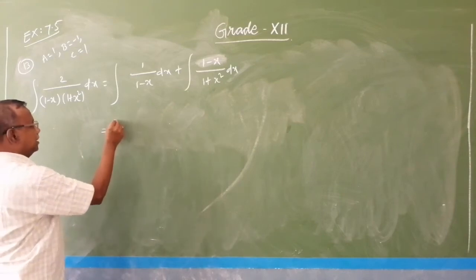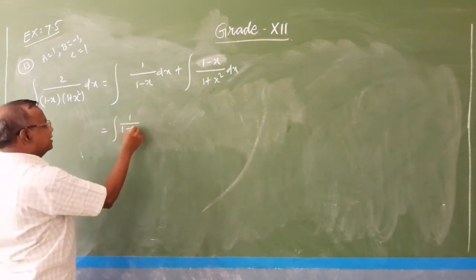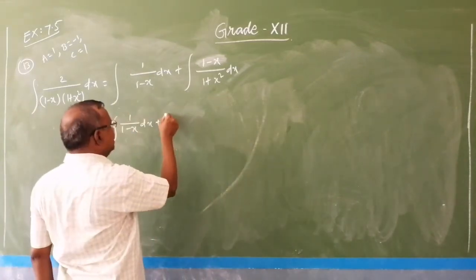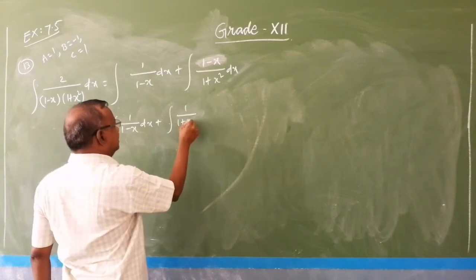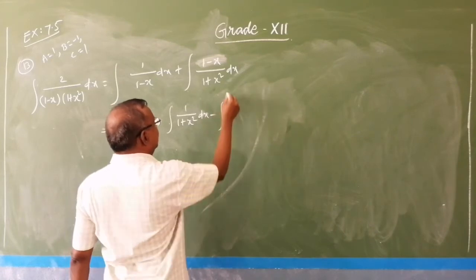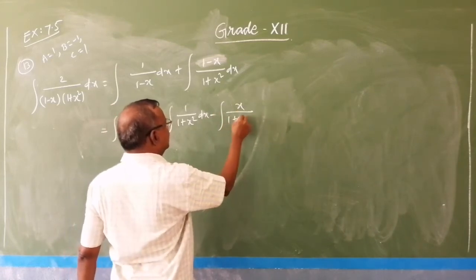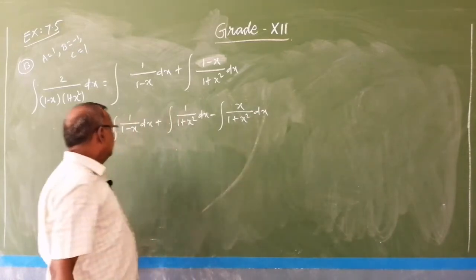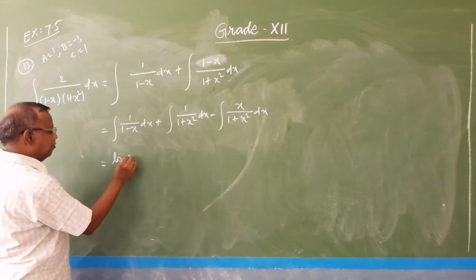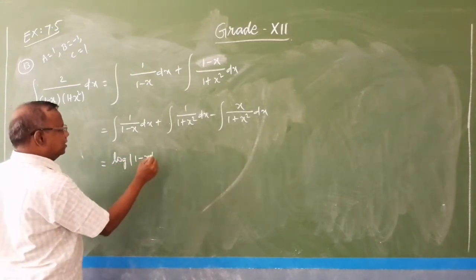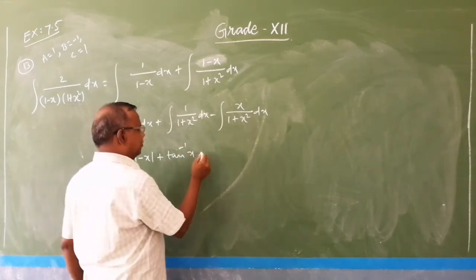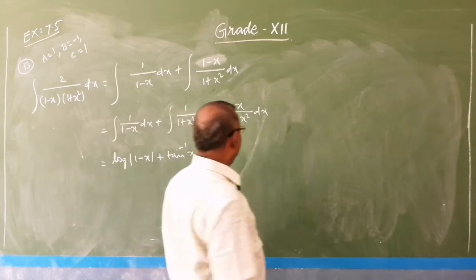Now, this can be written as integral 1 by (1 minus x) dx, plus we can split these two also, that is plus integral 1 by (1 plus x square) dx minus integral x by (1 plus x square) dx. For the first one we know that it is log of modulus of 1 minus x, plus this is nothing but tan inverse of x, and for this third one we have to substitute.